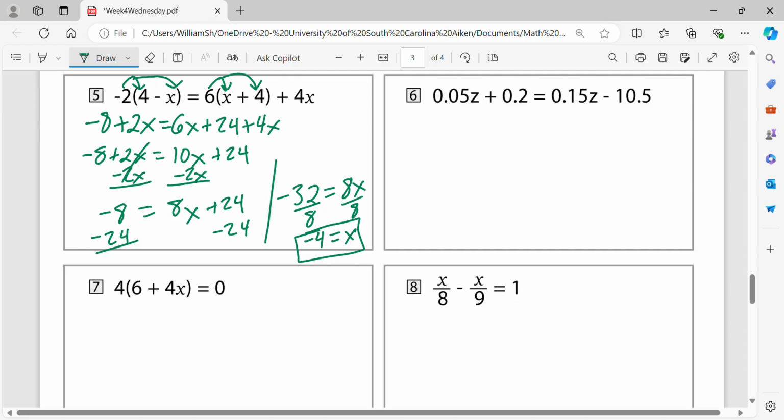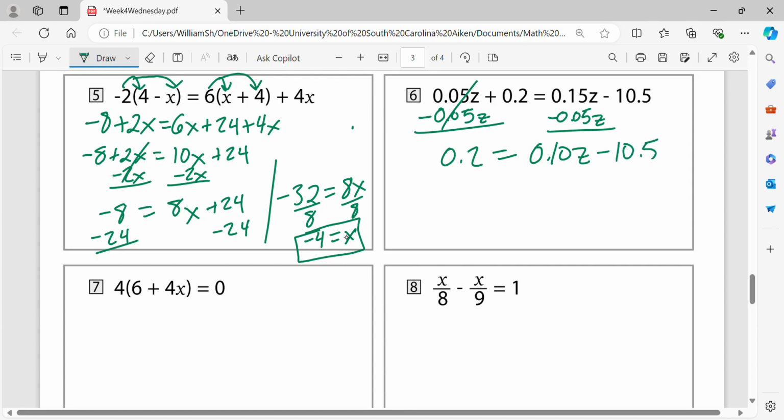Alright, number 6. I have 0.05z plus 0.2 equals 0.15z minus 10.5. Okay. I'm going to move the smaller z, the 0.05z, so it was added on the left-hand side, so I'm going to subtract it to cancel it out. And what I'm going to do is do it to both sides. Cancels it over here. And this leaves us with a 0.2 equals, now 0.15z minus 0.05z gives us 0.10z minus 10.5.